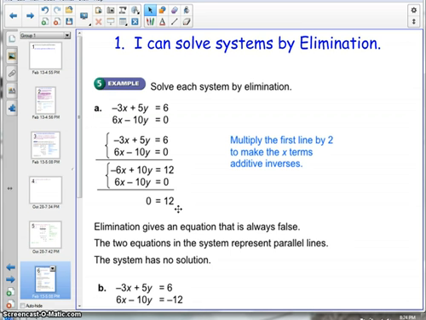And this means that the two equations in the system represent parallel lines because there is no solution. We can't find a value for x and y that will work for both of our equations. So that must mean that they don't intersect, which means that our two equations here are parallel. So in that case, we would just say no solution, parallel lines.